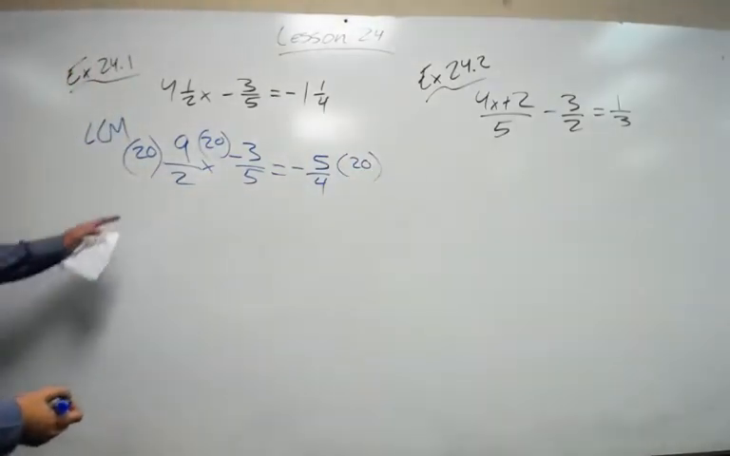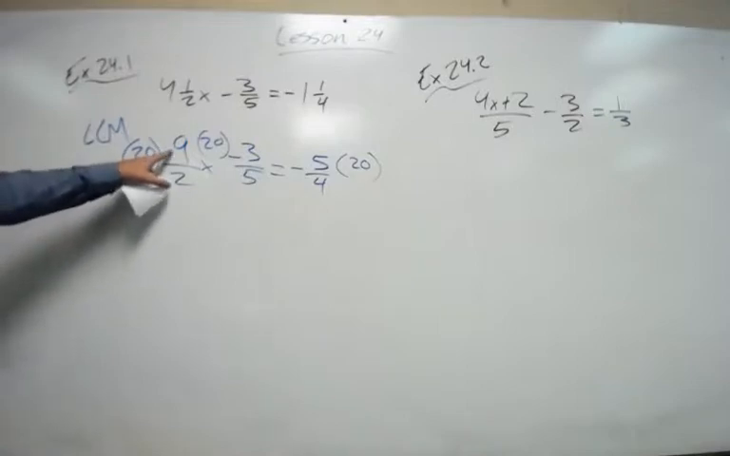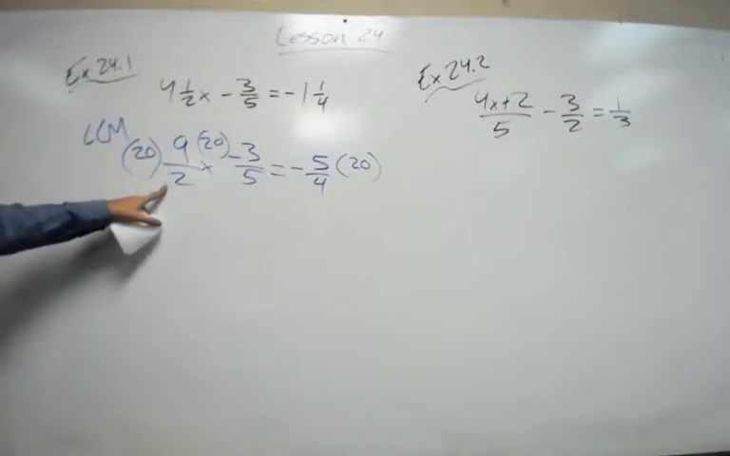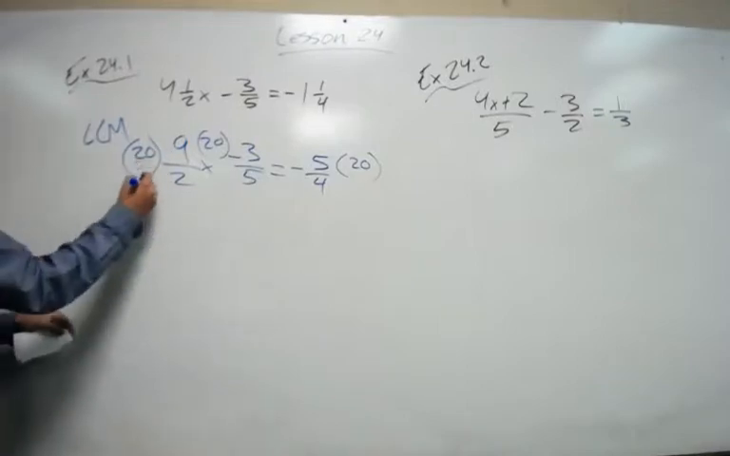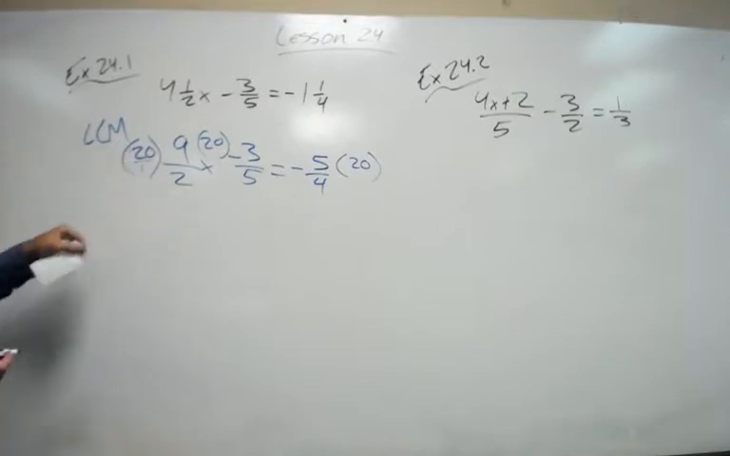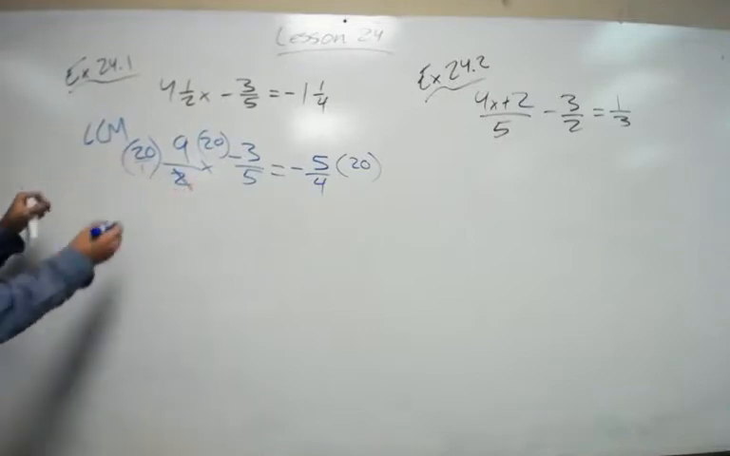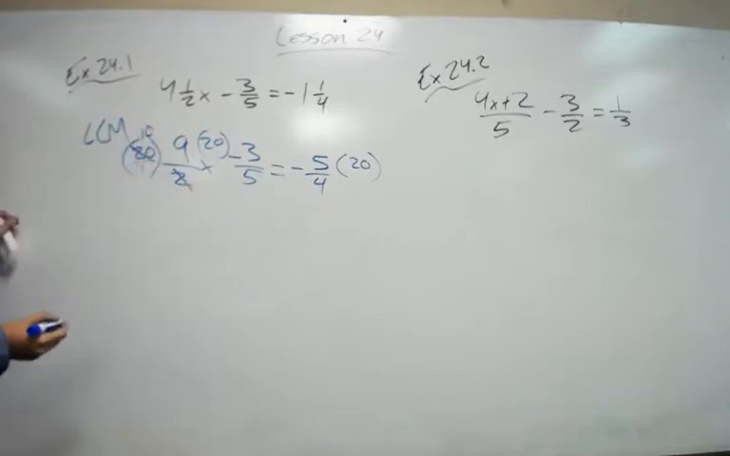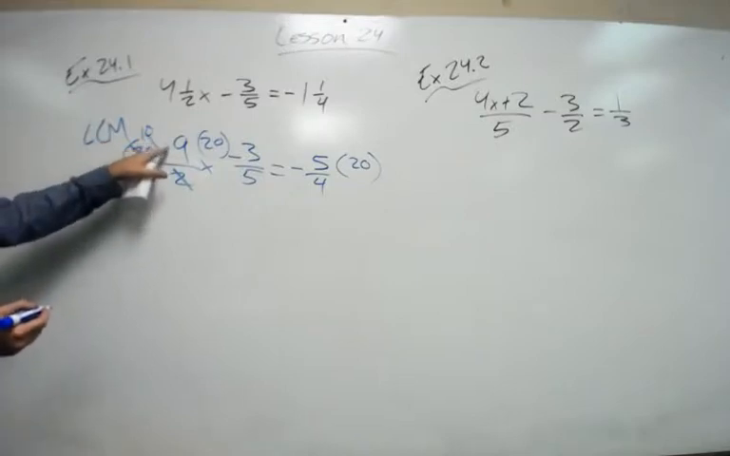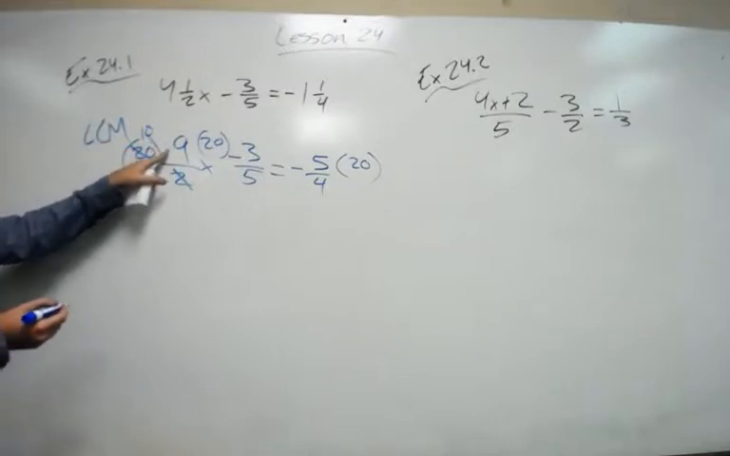Now when we multiply 20 times 9 over 2, we can reduce, or cancel, I guess, the 2 and the 20. 2 goes into 2 once, and 2 goes into 20 10 times. So then we do 10 times 9x, and we get 90x.